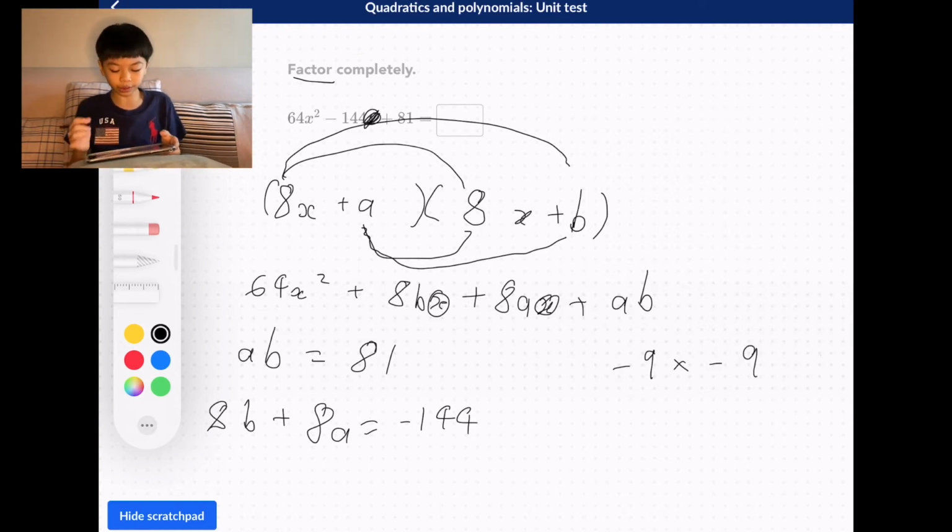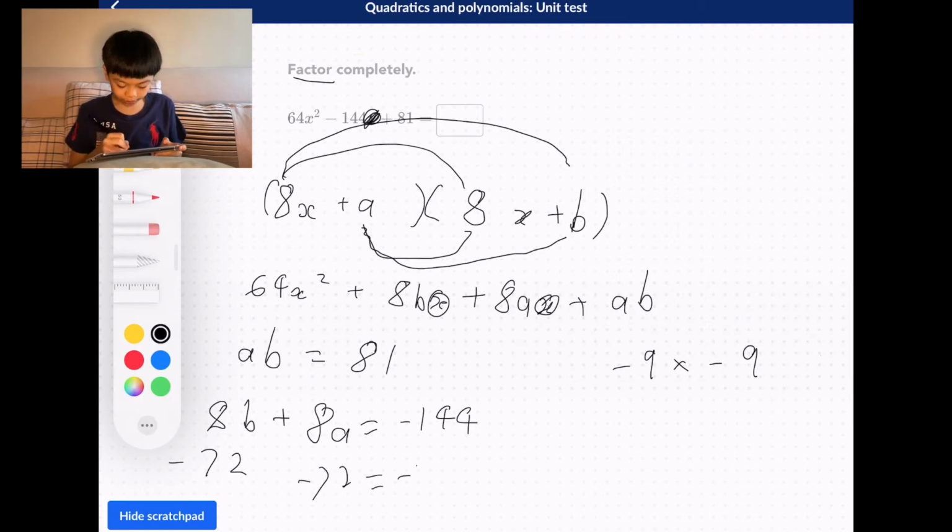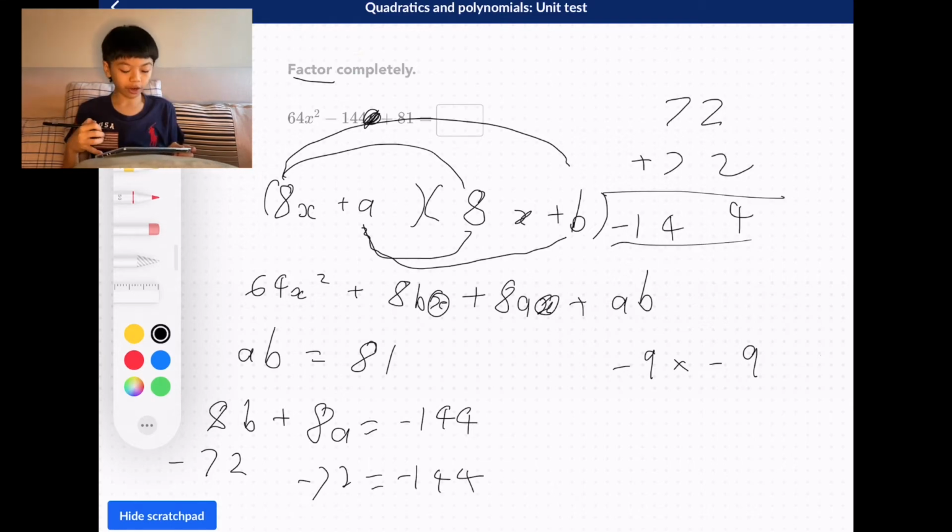which will still equal 81, but minus 9 times 8 is minus 72, plus minus 9 times 8 again, it is minus 72. So technically it's minus 72 minus 72. That should equal minus 144. Therefore, a and b both equal minus 9. So what we can do over here, that solves our equation.